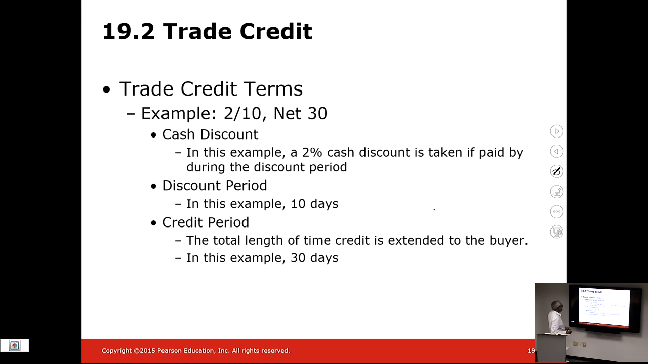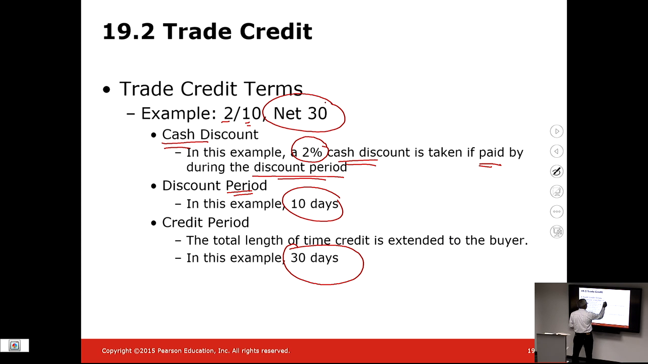So an example over here is 2/10 net 30. This implies a cash discount. In this example, this is a 2% cash discount. You can take this 2% cash discount if you pay up on your receivables during the discount period. In this case, the discount period is 10 days because it says 2/10. The credit period, the total length of time that you have to pay up, is 30 days. That's net 30. So 2/10 net 30 means a 2% discount if you pay up in 10 days or less.